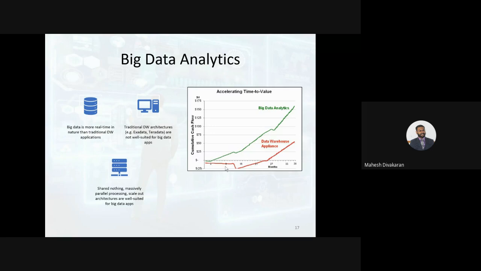Traditional data warehouse architectures are not well suited for big data apps. Initially, for example, we were using SQL for data warehousing, and nowadays it has changed, and people have started looking at NoSQL. Shared-nothing, massively parallel processing, scale-out architectures are well suited for big data.